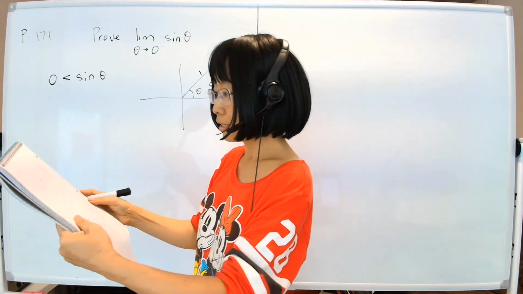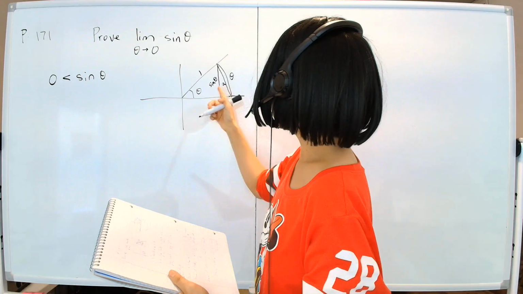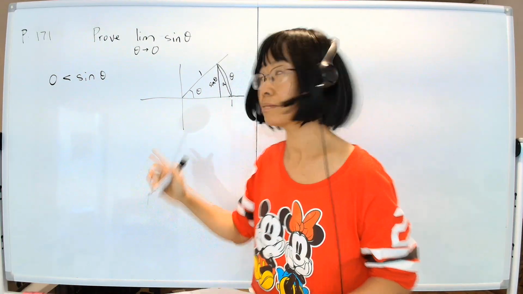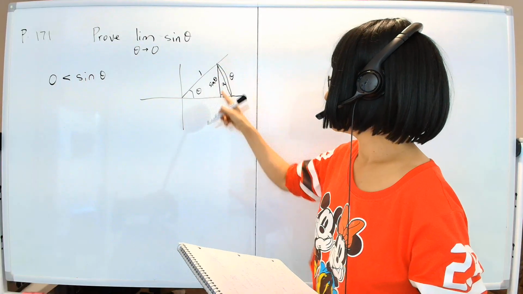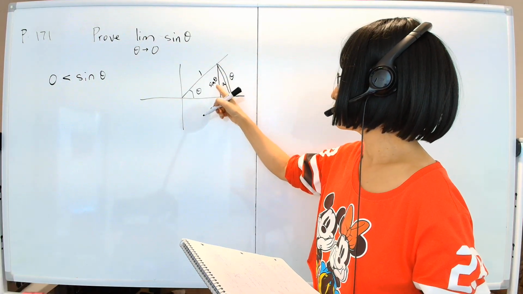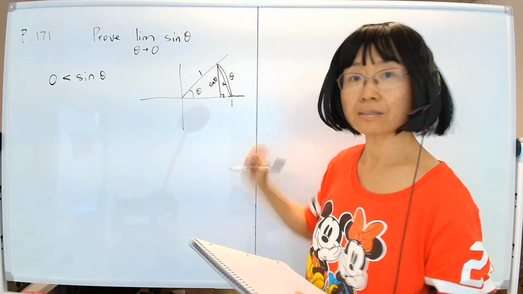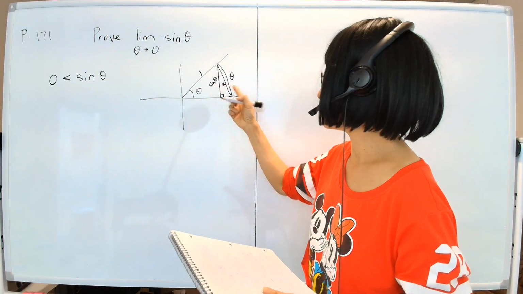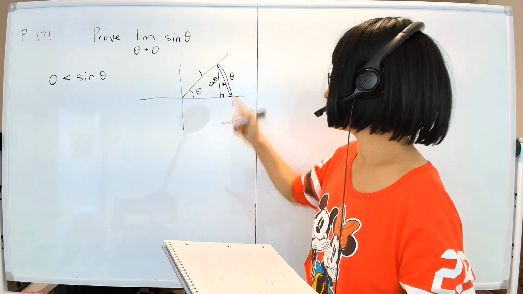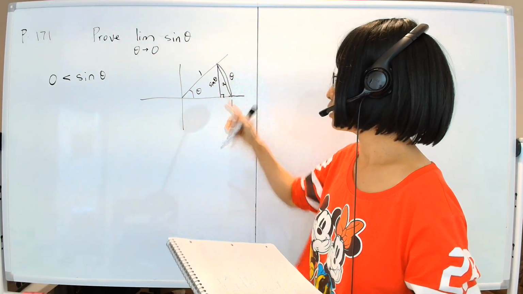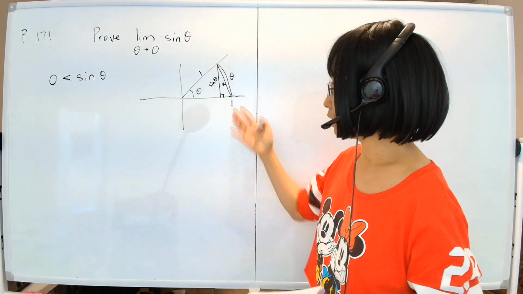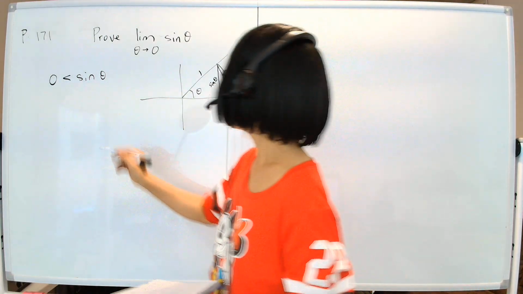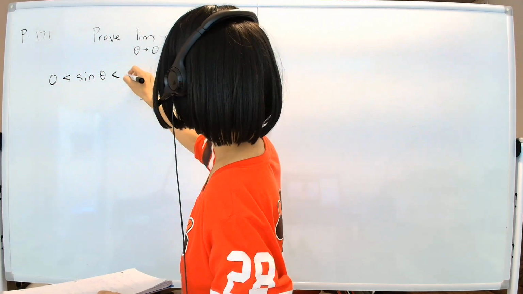Then how do I know sine theta is less than A? Because that's by the Pythagorean theorem. When sine theta squared plus something else equals A squared, then sine theta has to be less than A. Or put it another way, in a right angle triangle, either side is shorter than the hypotenuse. So that's how I know that this is less than A.